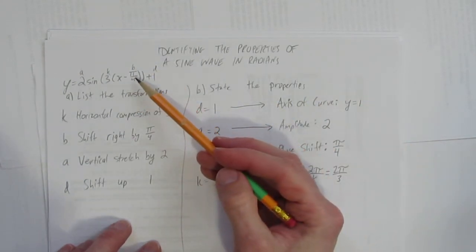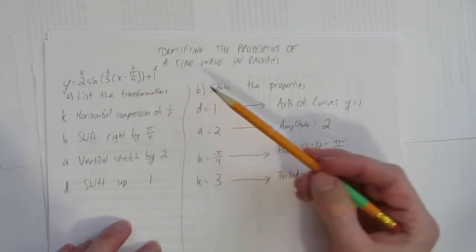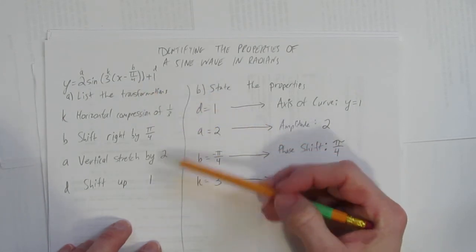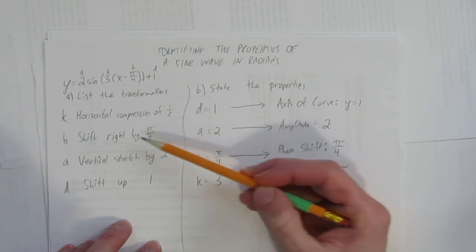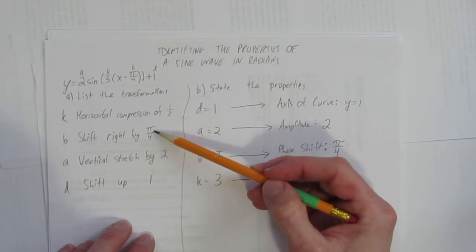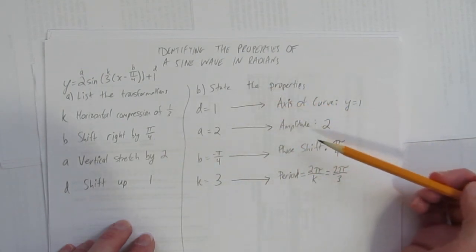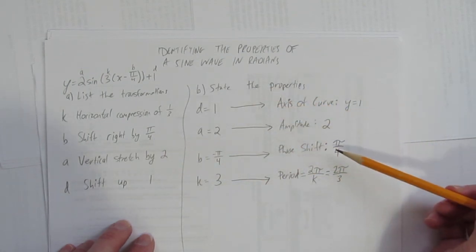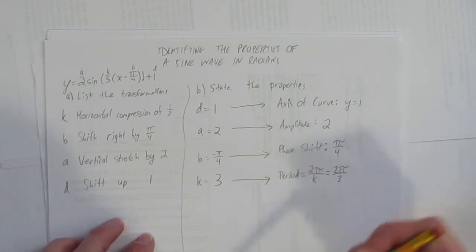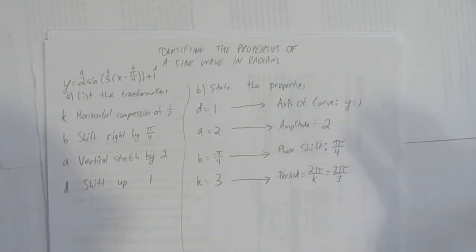Only thing we did was expressed 45 degrees in radians, which is pi over 4. You get the exact same transformations in the correct order. Only, again, the B value is listed in radians. And again, you get the exact same properties, only the phase shift and the period is listed in radians. That's how to identify the properties of a sine wave in radians.